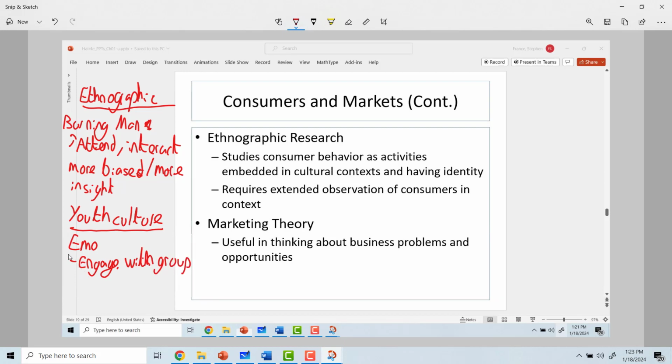Sometimes ethnographic researchers will even live with their subjects. So if you're examining a family's shopping habits, you would actually have a room in the basement and observe them consuming. So engage, interact, experience the culture.